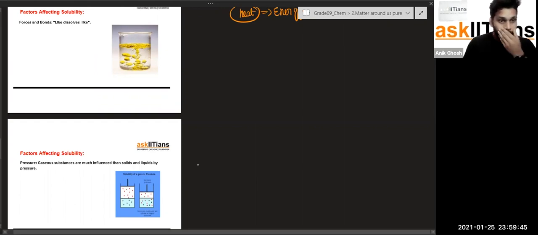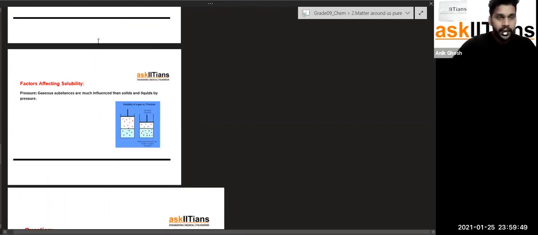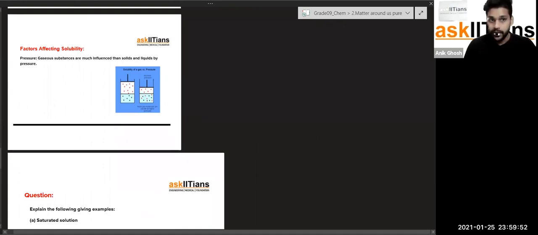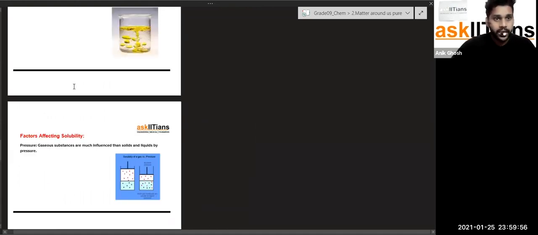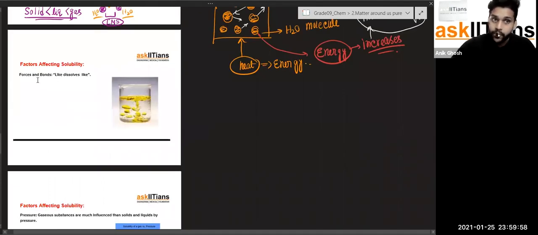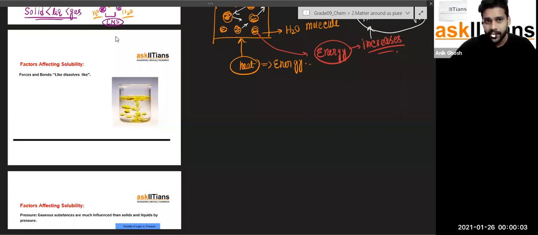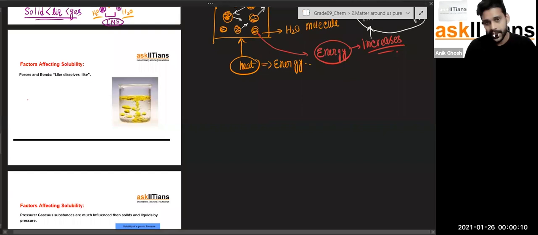Okay. Now, the second factor is pressure, and how pressure is changing things. Okay, there is one more thing I've missed: factors affecting solubility, forces of bonds, and like dissolves like. For now, I can just say this. What do you mean by this phrase, like dissolves like? So water cannot mix with oil. Water would not be able to mix with oil.